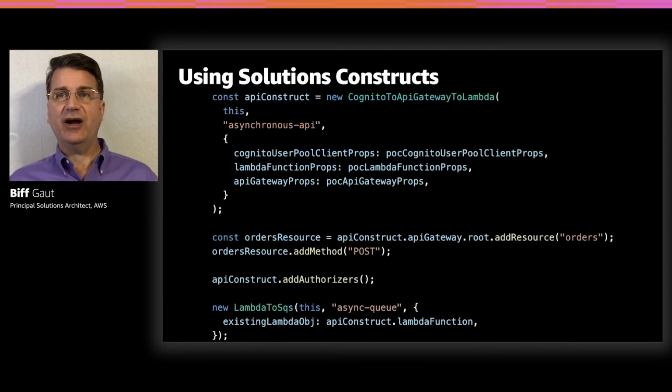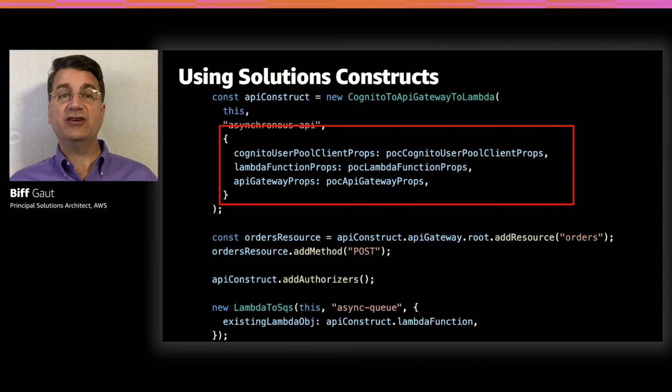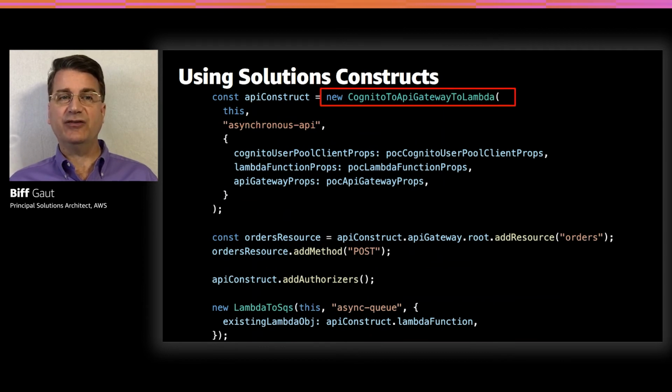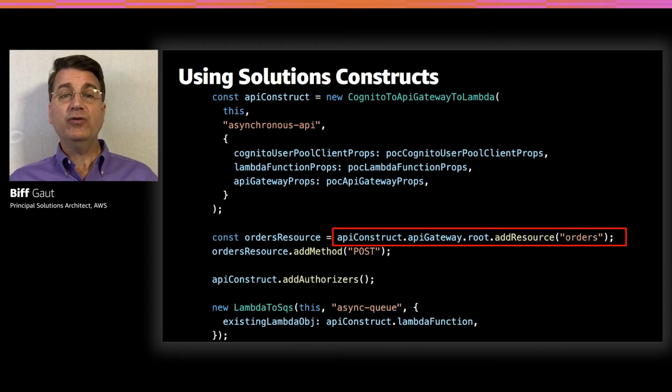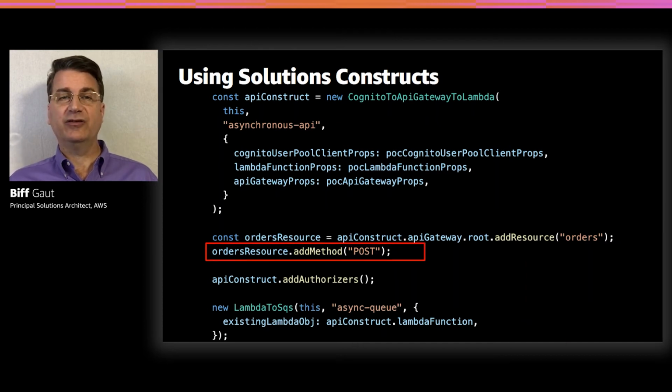Now let's instantiate our objects. First, we'll instantiate the cognito to API gateway to Lambda construct. Just like a lower level CDK object, the third argument to a solutions construct constructor is a properties object. It's through this properties object that we provide the property values for the internal services, the things we showed on the previous screen. Once we've created our API in our CDK code, we can execute calls that create the orders resource and the post method on that resource.